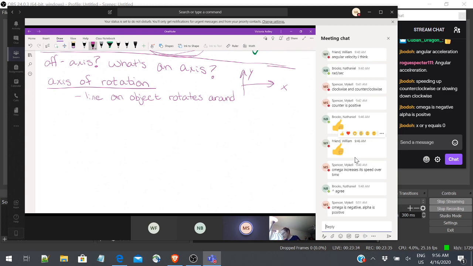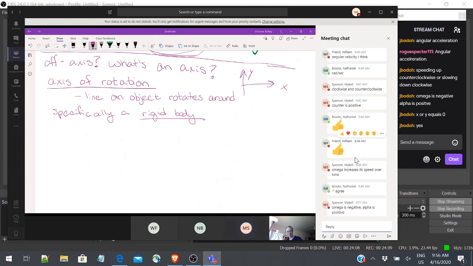So we are specifically talking about a fixed or a rigid body. What does a rigid body mean? It's easiest to understand this in contrast to a non-rigid body. So, are you familiar with ragdoll physics? It's like a video game term.